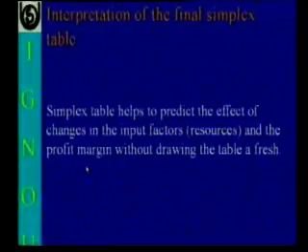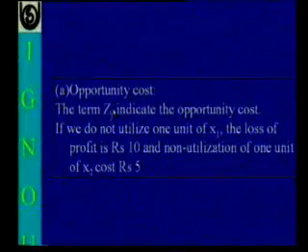Now, how will you interpret this finding? Simplex tables help to predict the effect of changes in the input factors, that is resources, and the profit margin without drawing the table fresh. Now we get the opportunity cost. The term Z, what we get, that is 2900 divided by 17, indicates the opportunity cost. If we do not utilize 1 unit of x1, there is a loss of profit of 10, and non-utilization of 1 unit of x2 costs rupees 5.